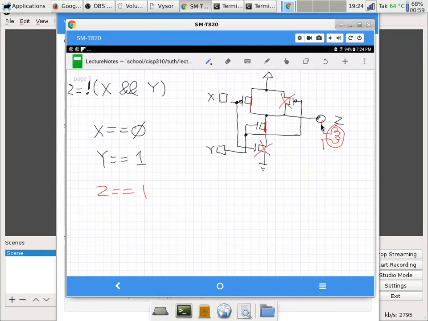Because there's only one output out of this circuit, but a light bulb has 2 terminals. So now you have to tell me how you're connecting the other end of the light bulb, because if you connect the other end of the light bulb to ground, then the light bulb turns on when Z is a 1. If you connect the other end of the light bulb to power, then the light bulb will light up when Z is at 0.